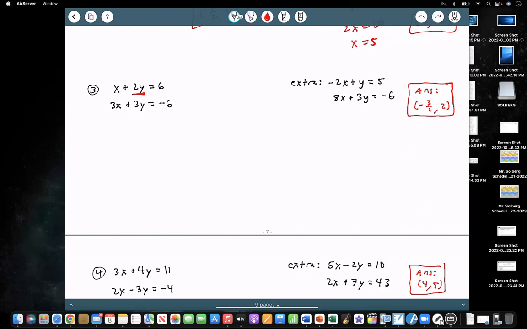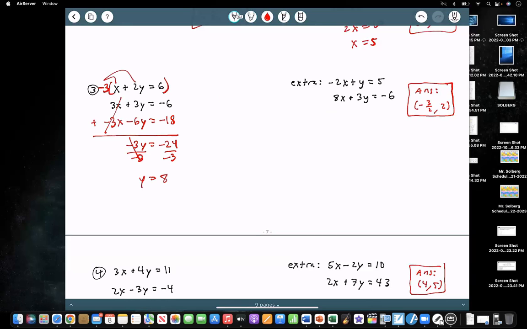So if I multiply this top equation by just negative 3, that would give me negative 3x. Negative 3 times 2 is negative 6y, and negative 3 times 6 is negative 18. All right, so I can add these two equations together, so these will cancel. So 3y plus negative 6y is negative 3y. Negative 6 and negative 18 gives me negative 24. Okay, so divide both sides by negative 3. Y would be equal to 8.